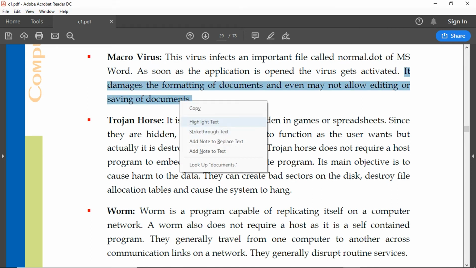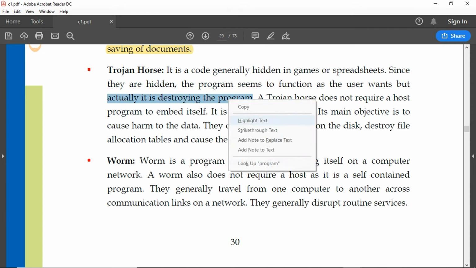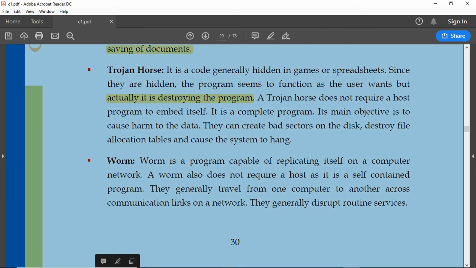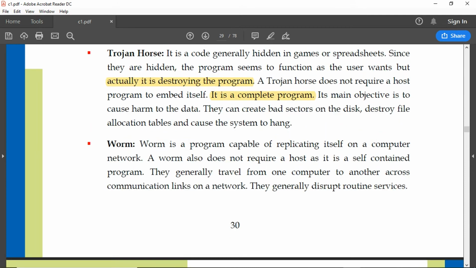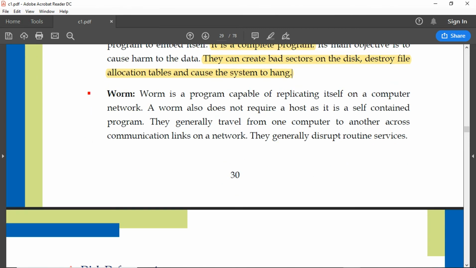Trojan horse. It is a code generally hidden in games or spreadsheets. Since they are hidden, the program seems to function as the user wants, but actually it is destroying the program. A Trojan horse does not require a host program to embed itself. It is a complete program. Its main objective is to cause harm to the data. They can create bad sectors on the disk, destroy file allocation tables and cause the system to hang.